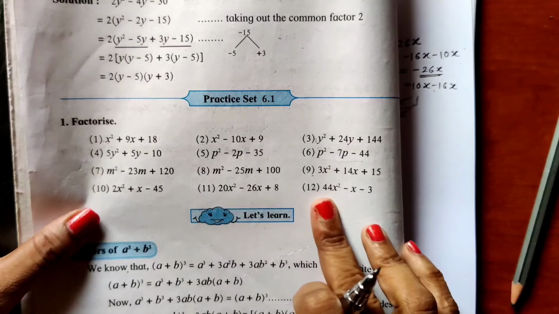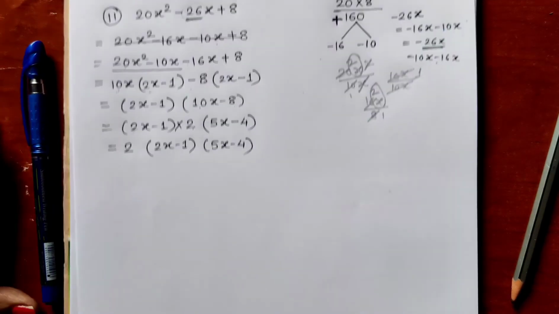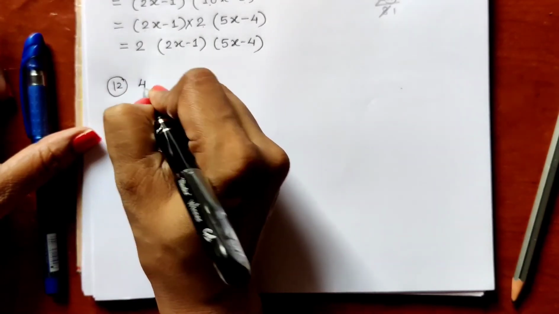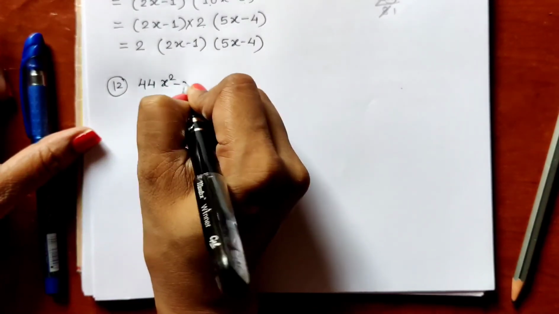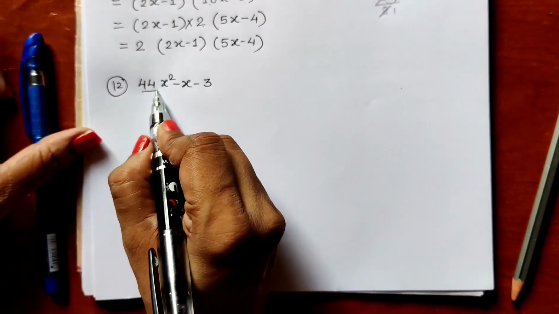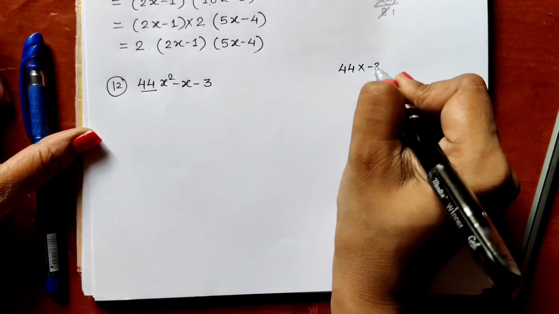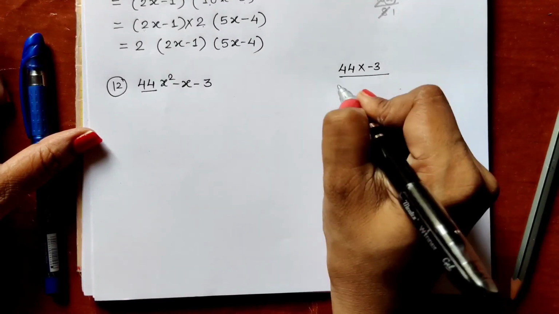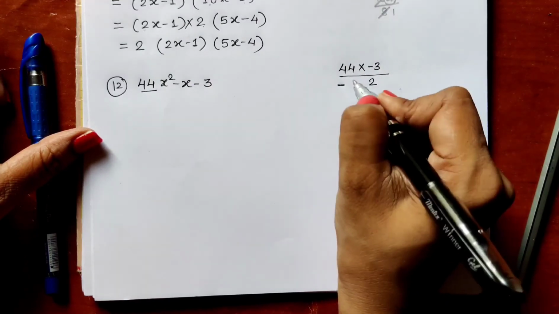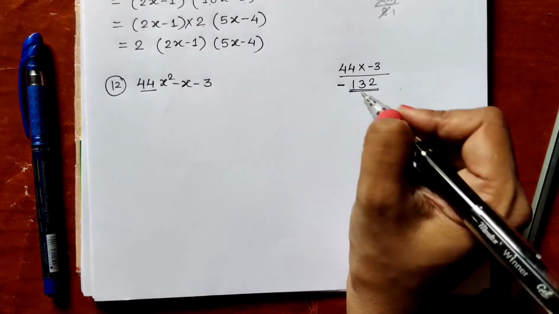Now let us solve this last sum. 44x square minus x minus 3. So the first term has coefficient greater than 1, 44. The last term is minus 3. Multiply, it will be minus 3 4s are 12, 1 remaining, 3 4s are 12 plus 1 is 13. We are getting 132, minus 132.